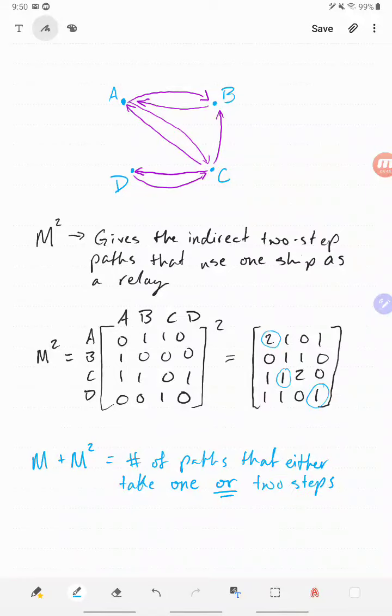All right, and we can go on and on. If you looked at M cubed, that would give you the number of three-step relays. If you did M plus M squared plus M cubed, that would give you the number of communication paths that take no more than 3 steps. Right? There are so many different ways that we could approach this.